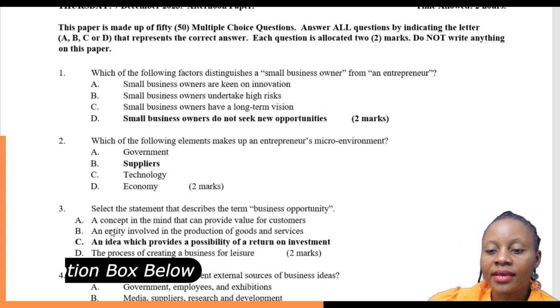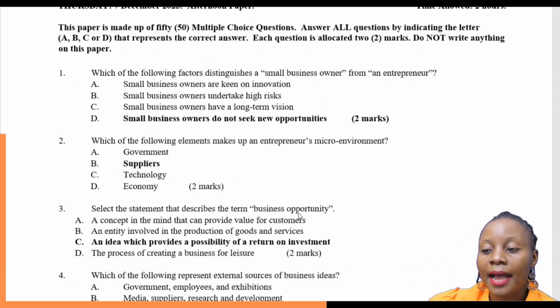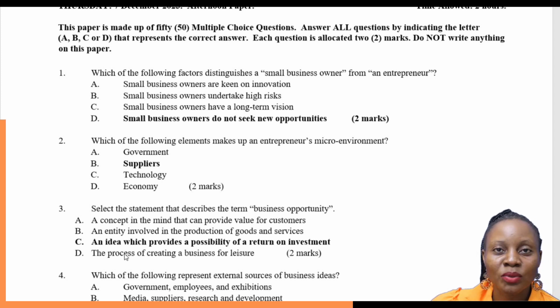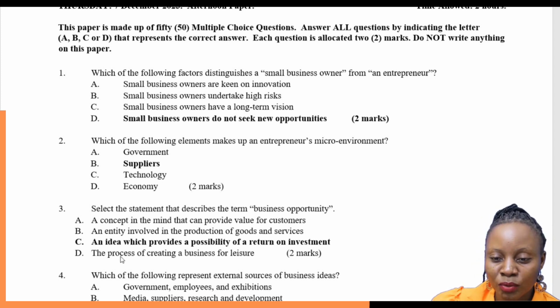And then number 3, select the statement that describes the term business opportunity. We have letter C as our answer here. A business opportunity represents an idea which provides a possibility of a return on investment. That is a statement that we can associate with a business opportunity. An idea setup that once you take advantage of, it's going to give you profits. It's going to bring returns in your business. That is a business opportunity.